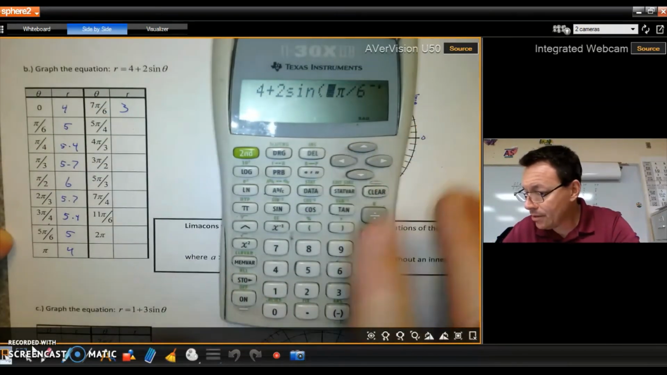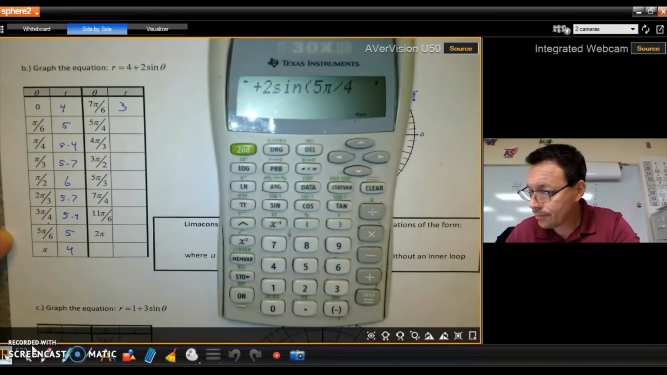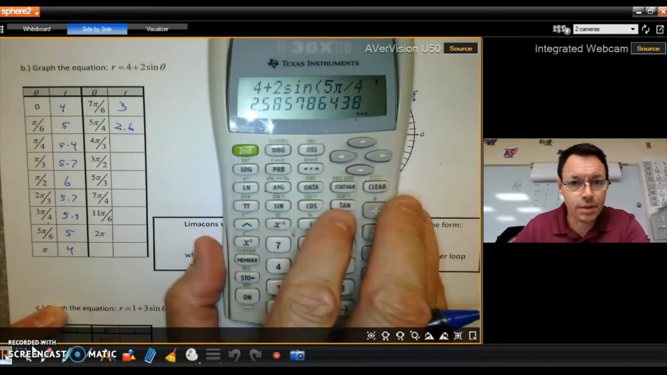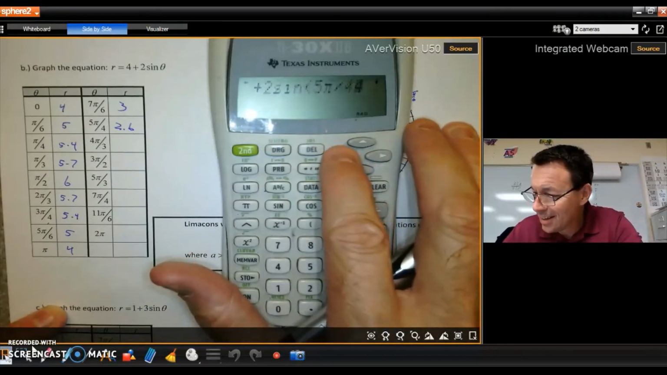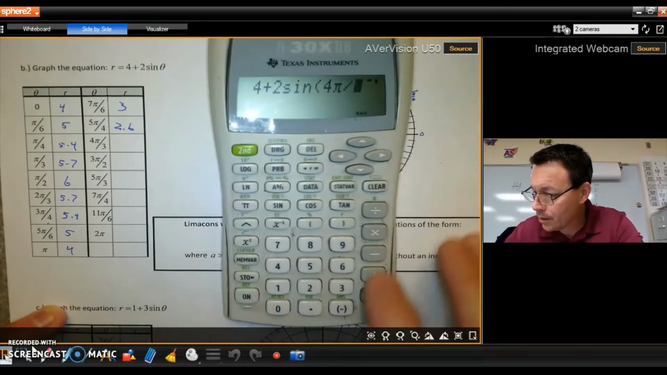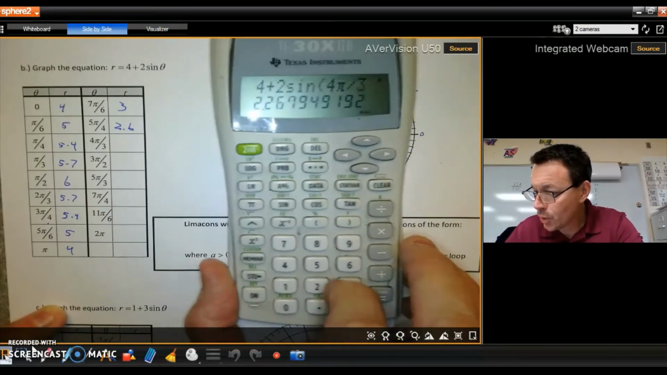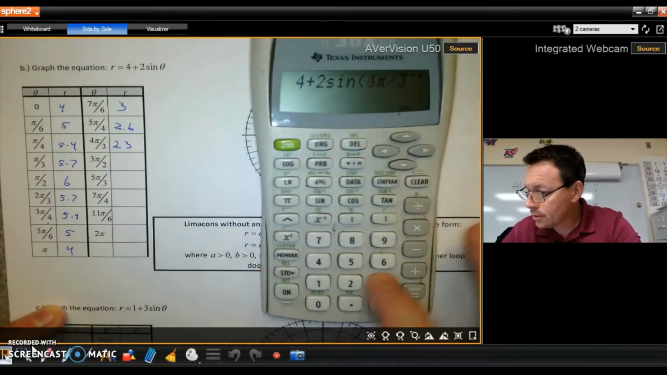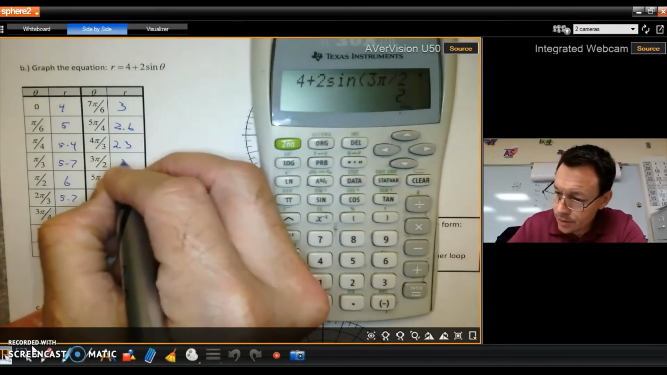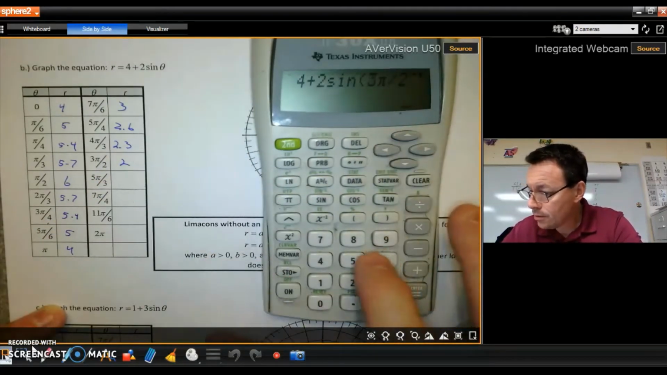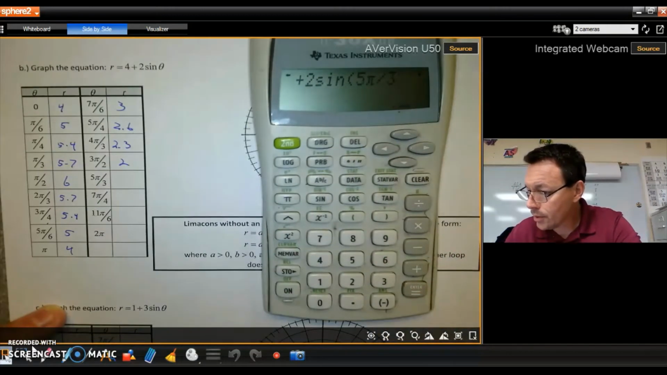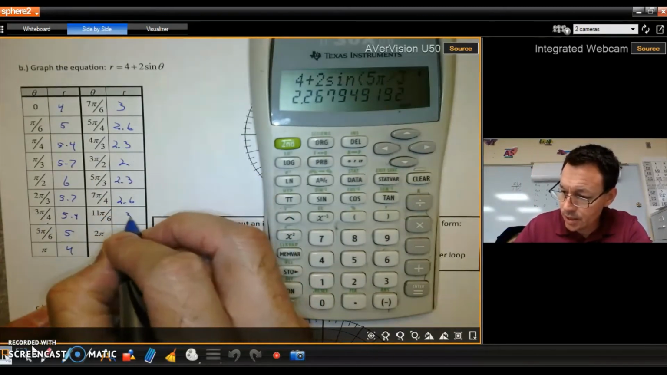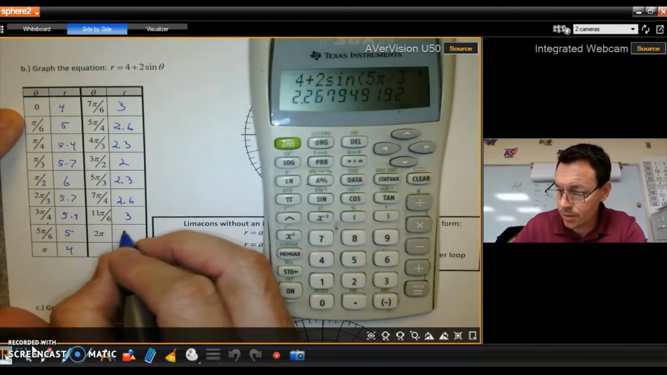Now I need 5 pi over 4. We'll call that 2.6. Sorry, that was a bad 2. My calculator was in the way. 4 pi over 3. 2.3. 3 pi over 2. 3 pi over 2 is 2. 5 pi over 3 is 2.3. All right, so there's my symmetry again. So it'll be 2.6, it'll be 3, and then it's always going to end where we started. So it's going to end with 4.